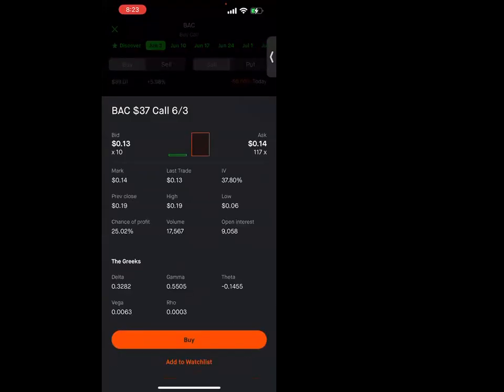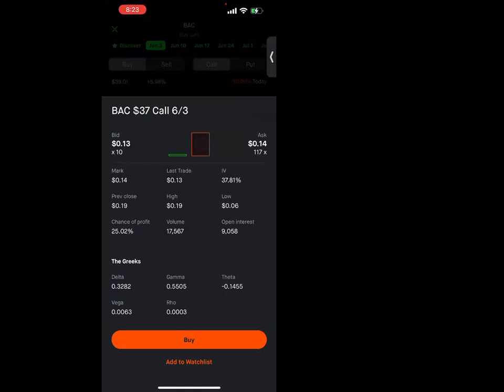So if we look at the Greeks, Delta, and I didn't explain it like this in the other one, just so I can bring you up to speed over here. Delta says 0.3282, right? So that means that you have the possibility of making $32.82, right? Now your gamma reads 0.5505, right? So gamma is letting you know that you have the possibility of making $55.05, right?